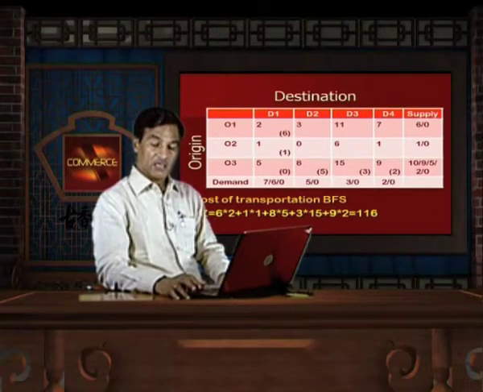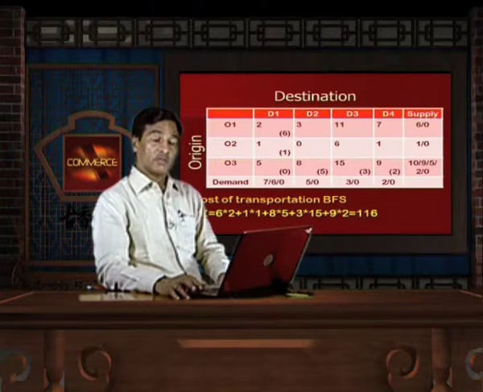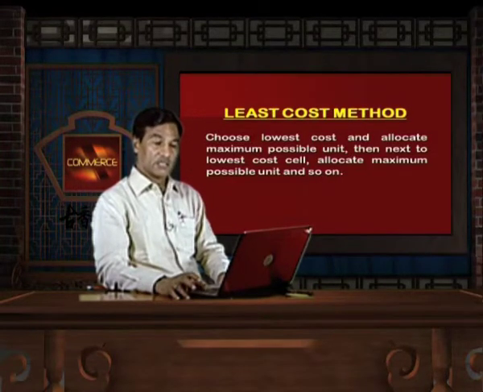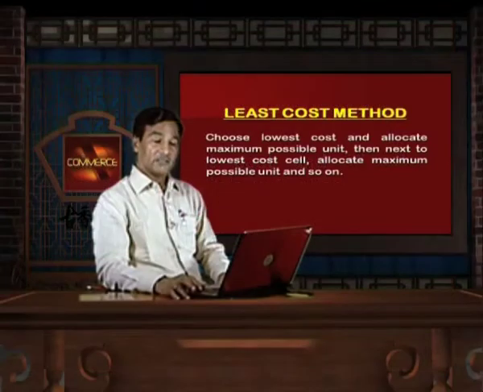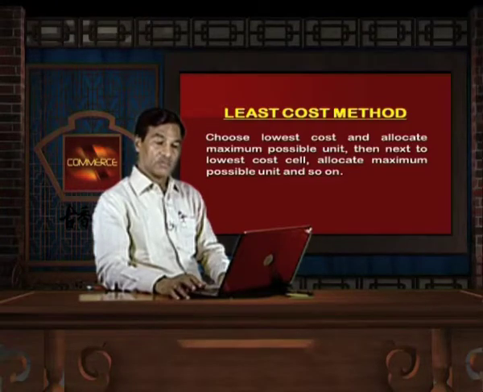Now, we will discuss the fourth method of finding a basic feasible solution, that is the least cost method. Choose the lowest cost cell and allocate the maximum possible units. Then, next to the lowest cost cell, allocate the maximum possible units, and so on. We will allocate all the destinations and resources, availability and demand. I will explain the least cost method by taking the example as follows.